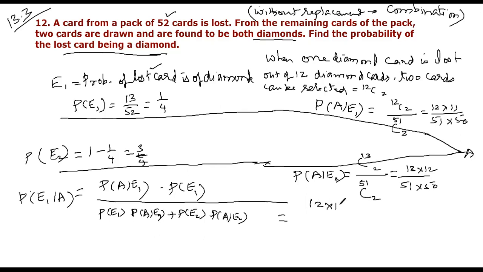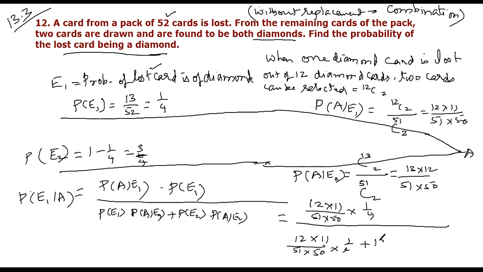12 into 11 by 51 into 50 into 1 by 4 is the numerator. Okay, and the denominator will be equal to 12 into 11 upon 51 into 50 into 1 by 4 plus 13 into 12 upon 51 into 50 into 3 by 4. Okay, to solve it, you will get the answer 11 by 50.